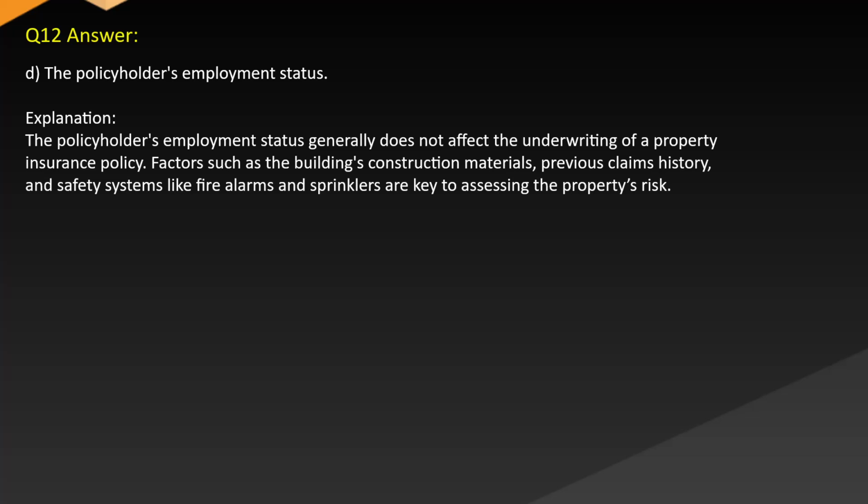Answer: D. The policyholder's employment status. Explanation: The policyholder's employment status generally does not affect the underwriting of a property insurance policy. Factors such as the building's construction materials, previous claims history, and safety systems like fire alarms and sprinklers are key to assessing the property's risk.